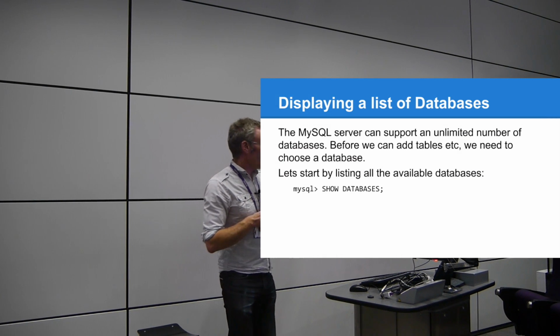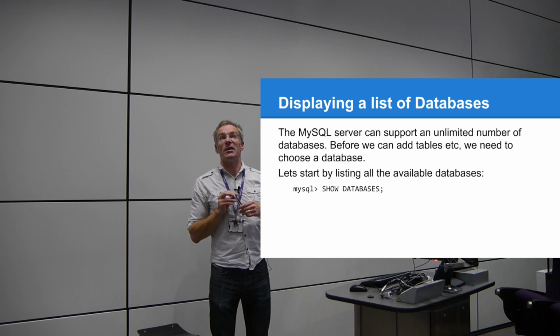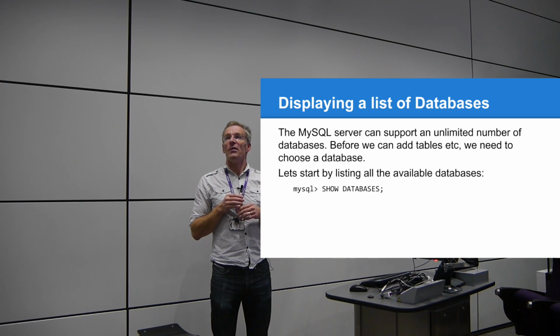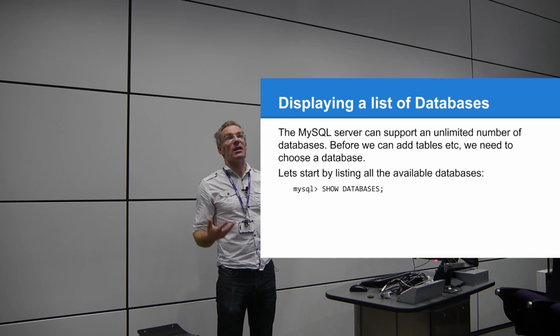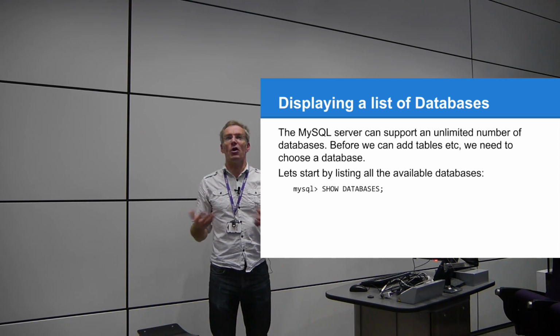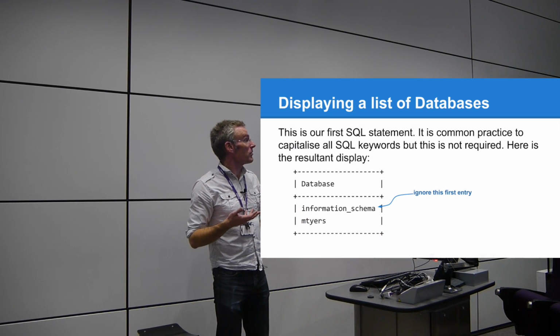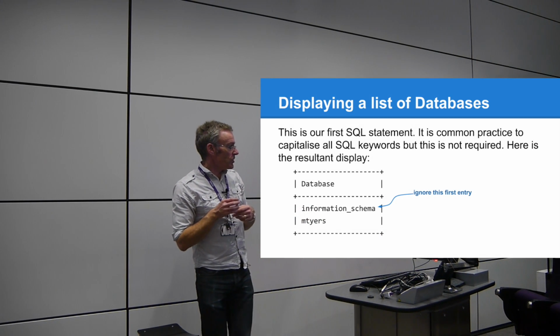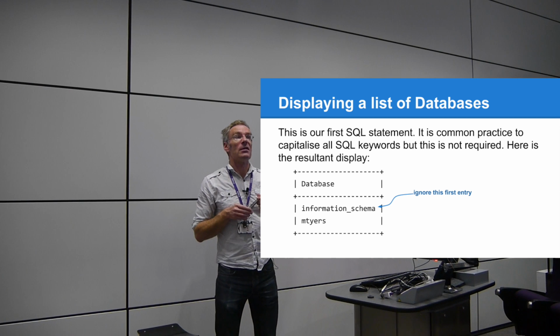Right, so the first thing you would normally do when you've logged into the database is ask the server, what tables do I have access to? What are the table names, what are the database names that I have access to? Because there are hundreds of databases running on the same server. And if I type in show databases, I get this back.